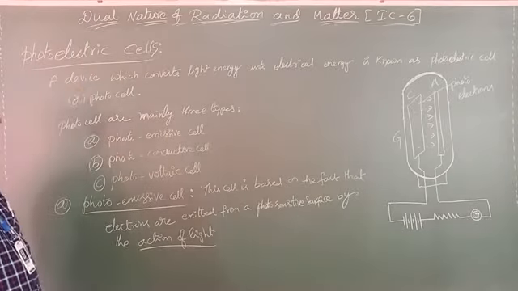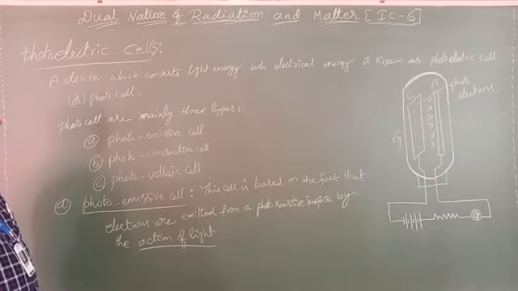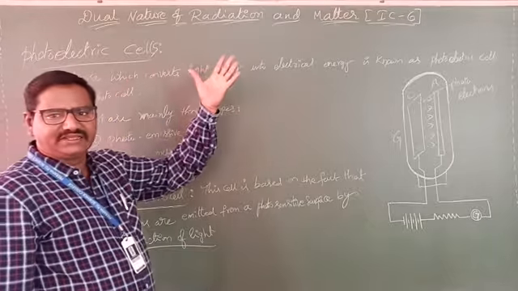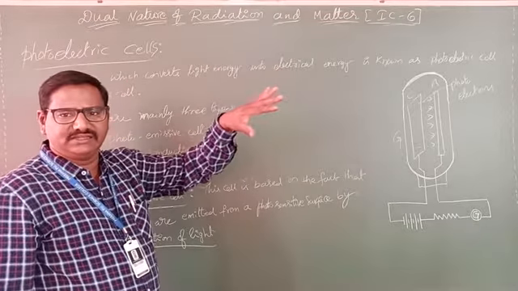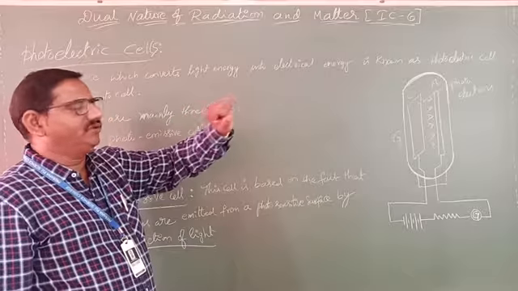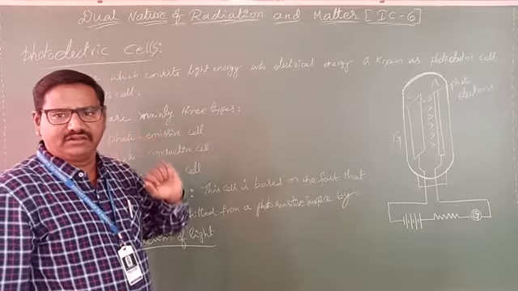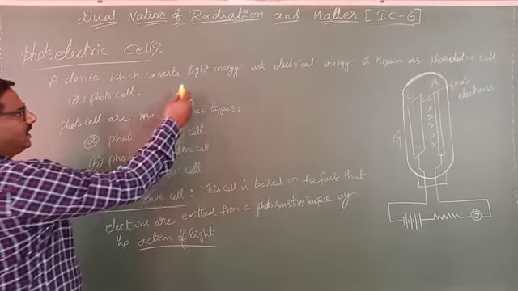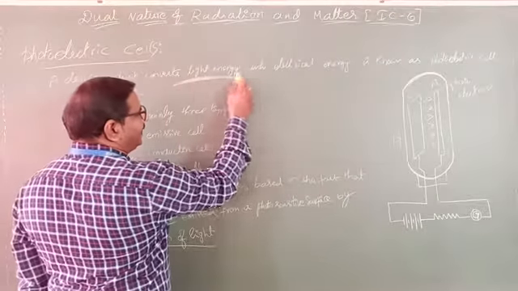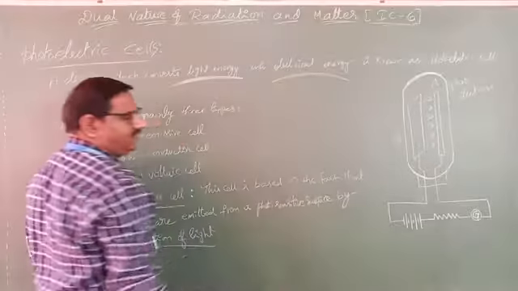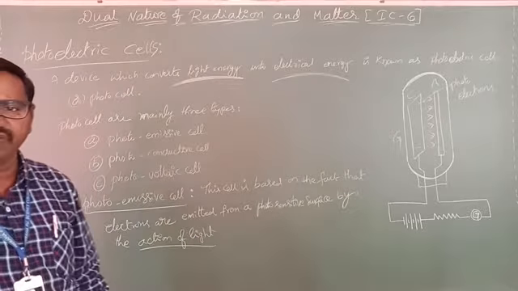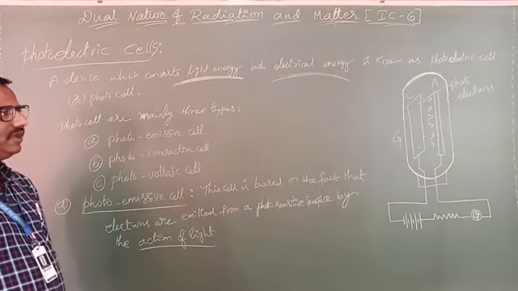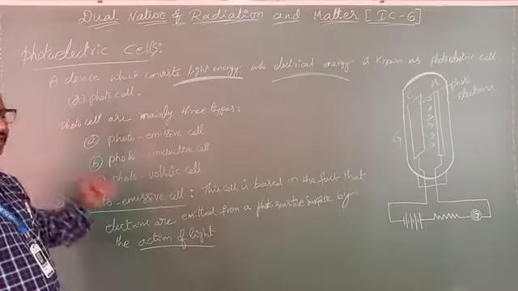What is a photoelectric cell? Very simple. A device which converts light energy into electrical energy is known as a photoelectric cell or simply a photocell. It converts light energy into electrical energy. This device is known as a photoelectric cell or photocell.